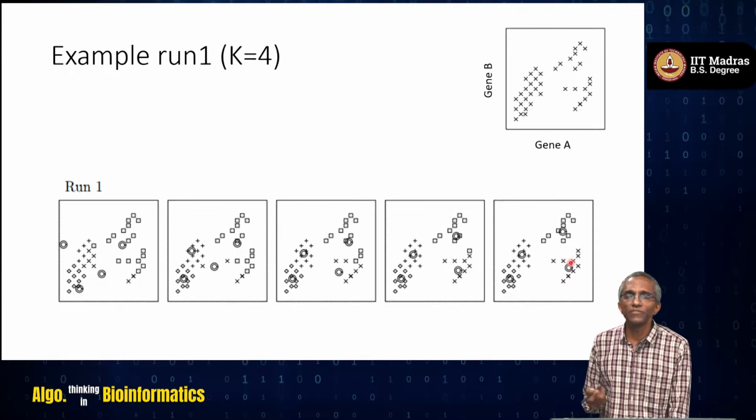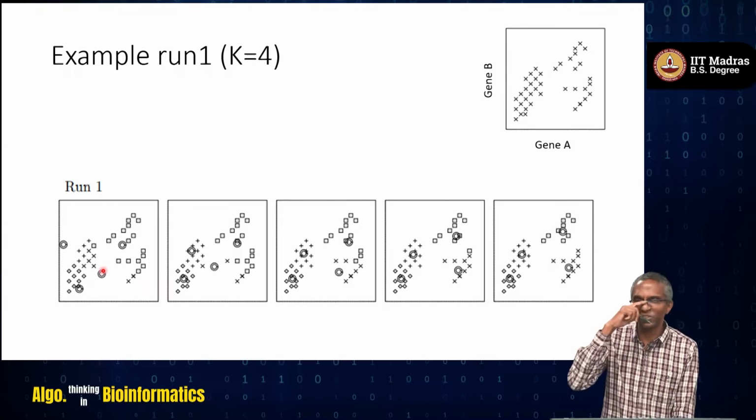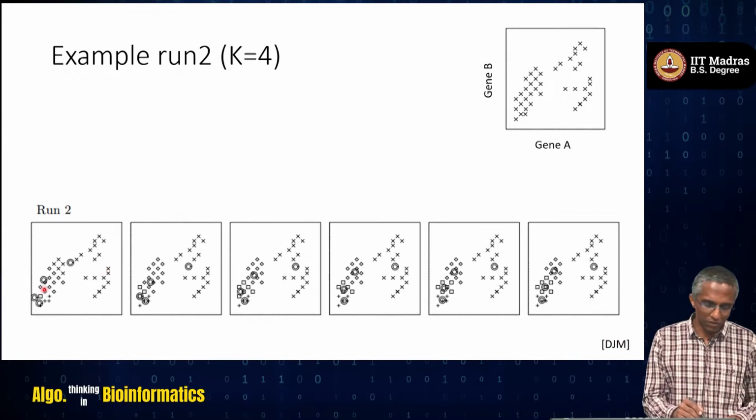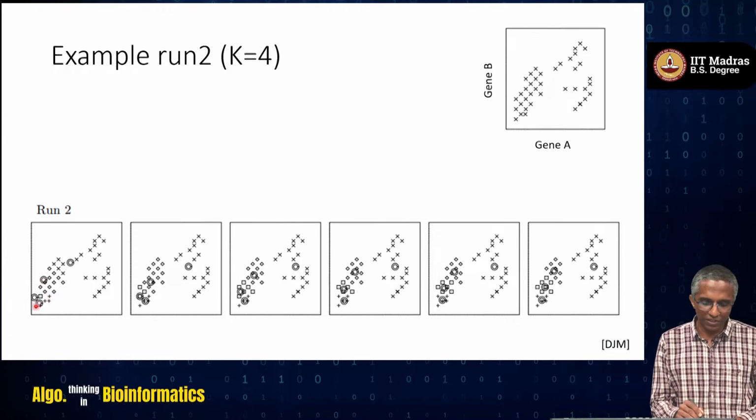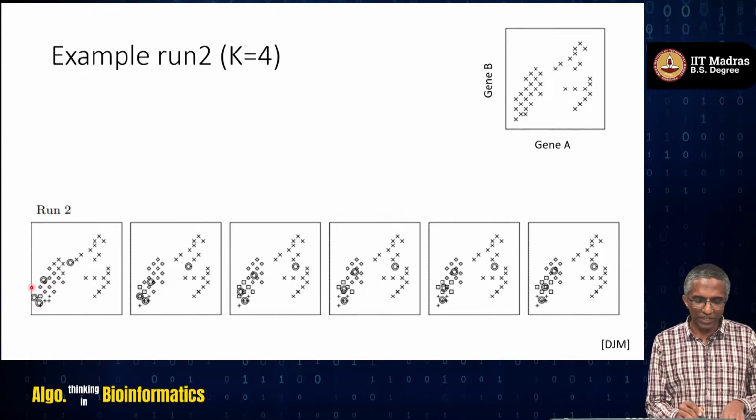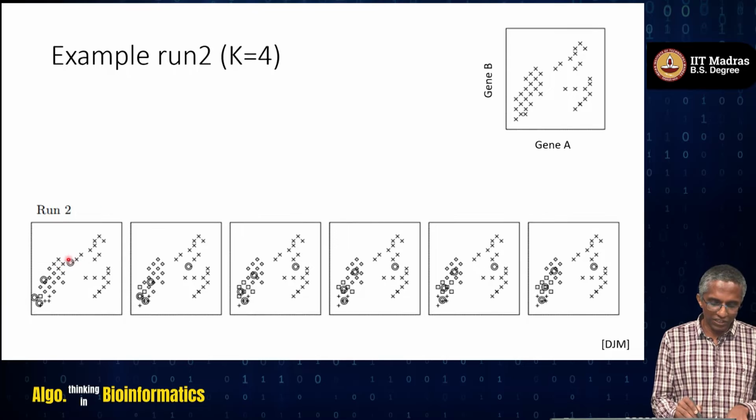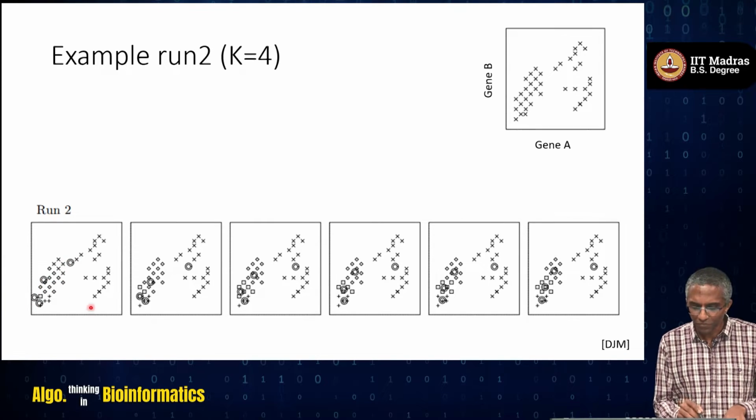But let's look at a different set of starting points. Instead of spreading it out like this, let's say that you are unlucky and you spread it out so that 3 of these initial arbitrary k centers are all in the same space. They are not spread out, but all concentrated in one area, and then there is one which is a bit spread out. So the initial points are very different.